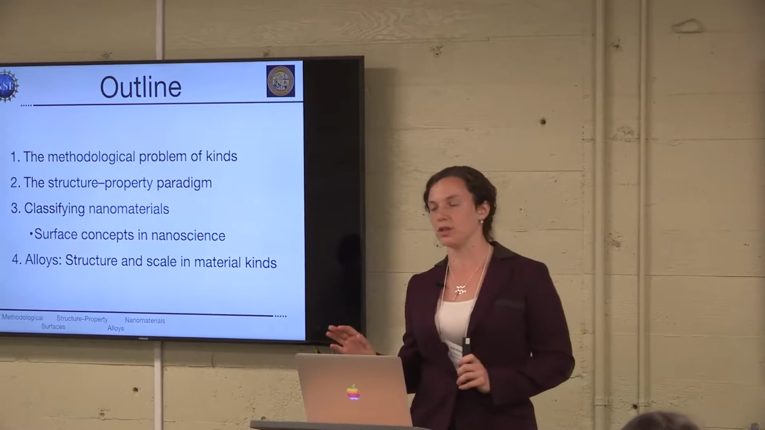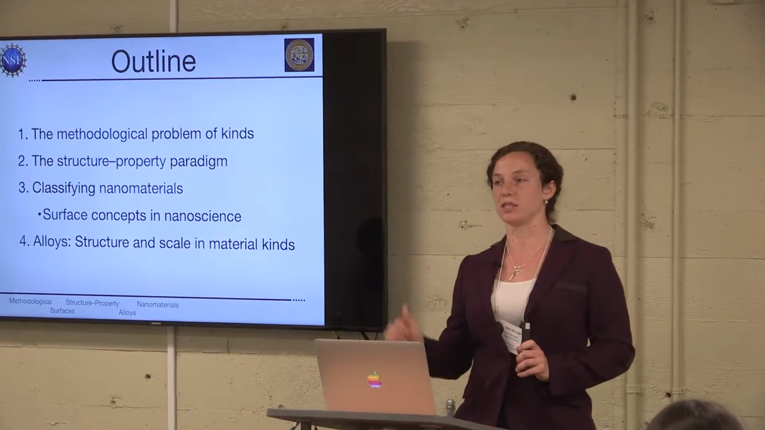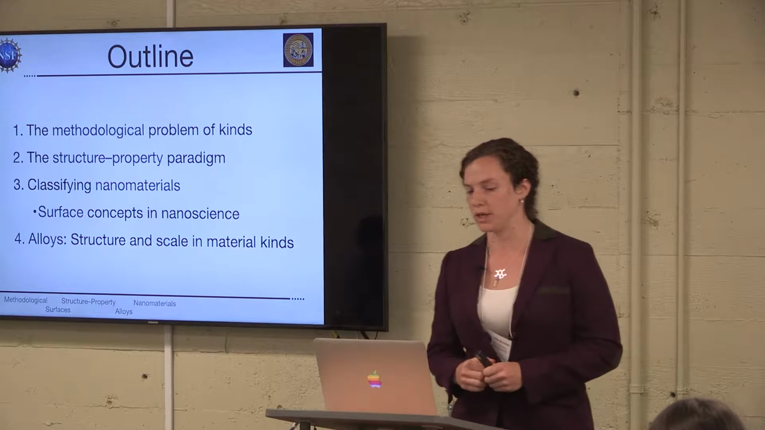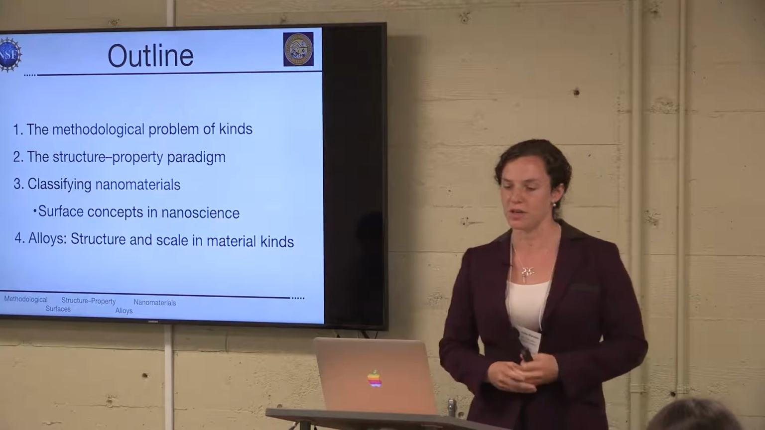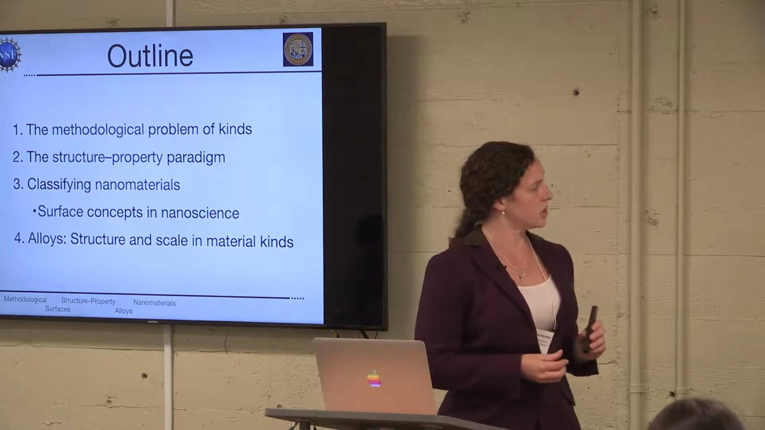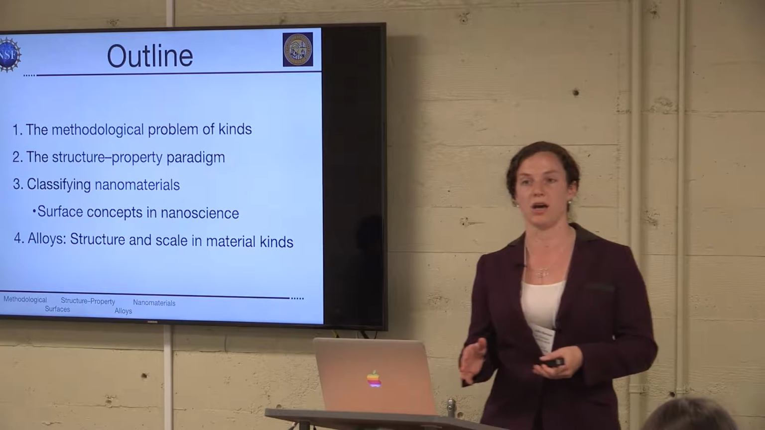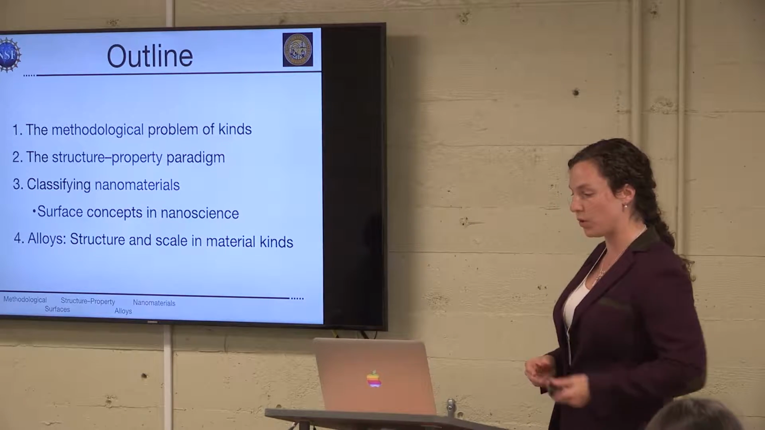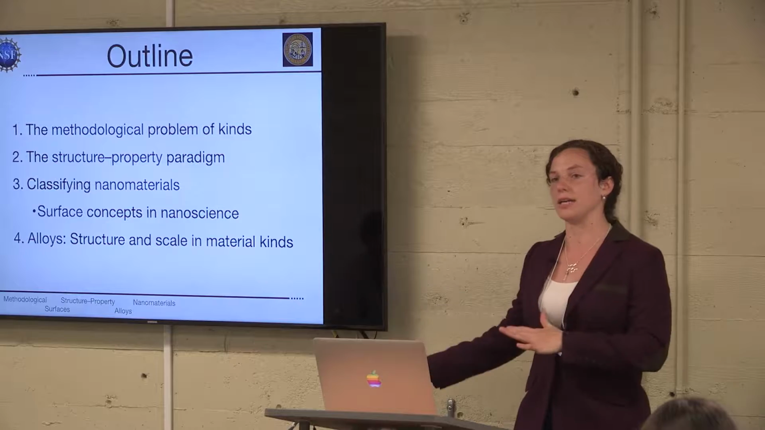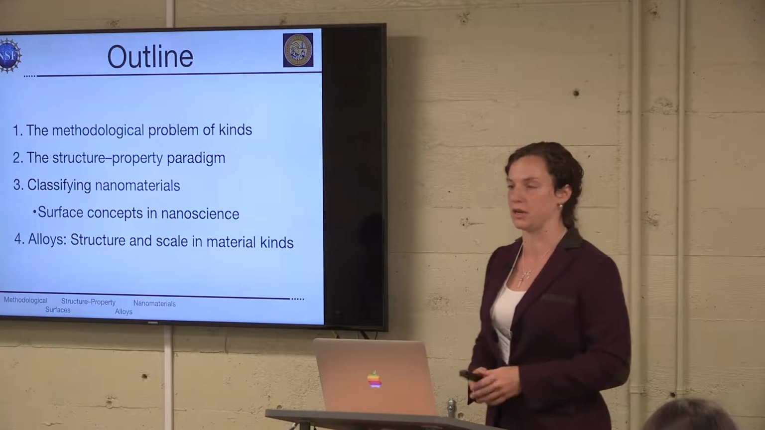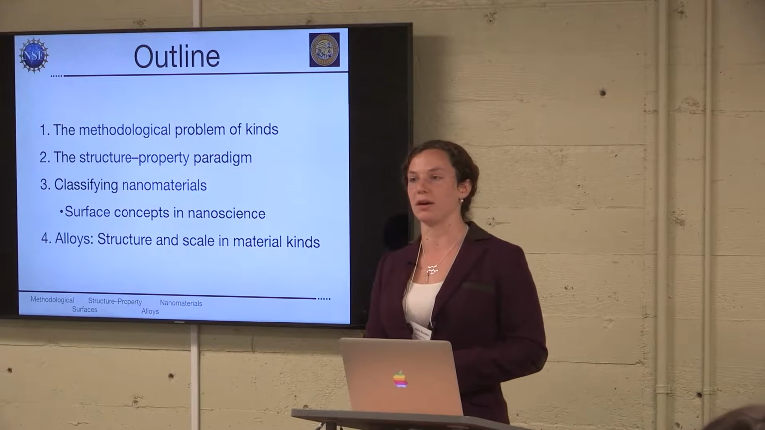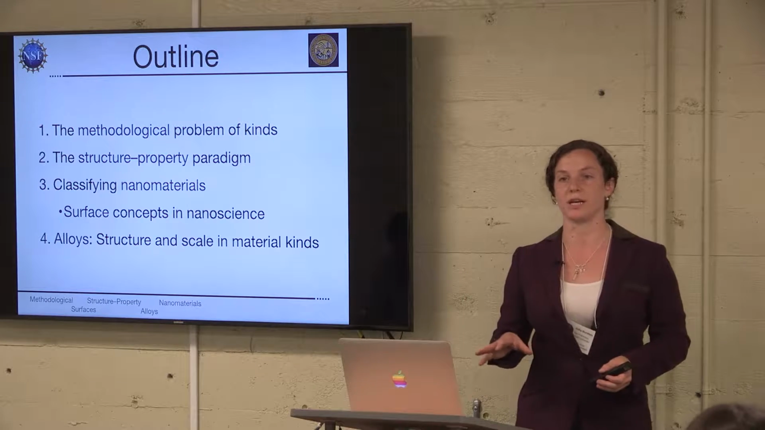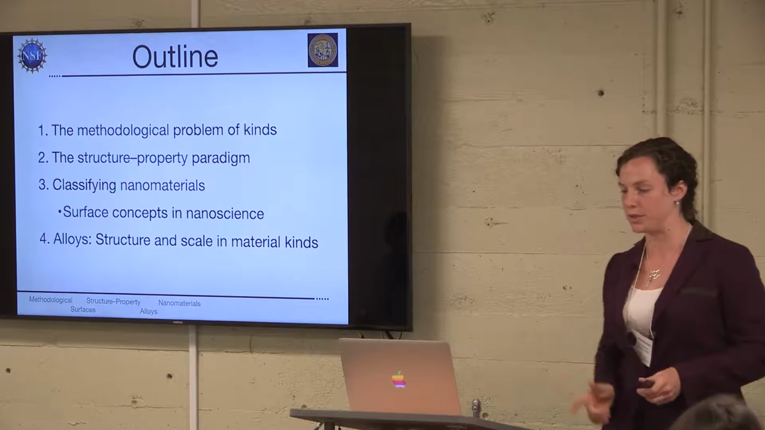And what I want to do now is turn first to a little bit of philosophy of science and talk about why we might care about kinds as philosophers, or as people who sometimes sit in rooms with philosophers. And then talk about this thing called the structure-property paradigm, which I take to be a generalization of this association between microstructure and properties that I just showed you in the case of gold. And then I'm going to take all of that and apply it to some classificatory questions in nanomaterials, and finish out by talking about two of the most interesting concepts that I find in nanomaterials from a philosophical perspective, which are the concepts of surfaces and the concepts of alloys.